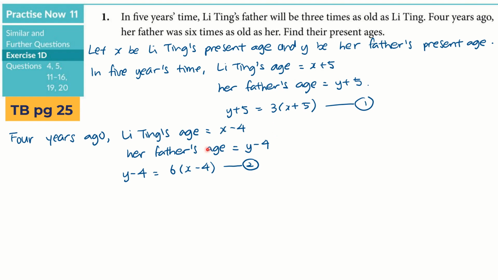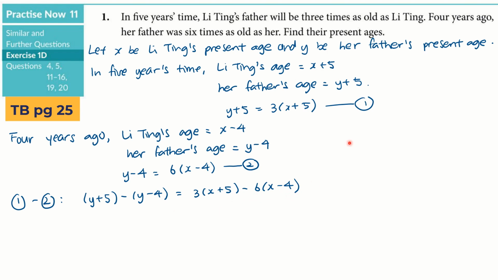So comparing our first and second equation, we see that we can do elimination over here since there is one Y here and one Y over here. Okay, we don't have Y's elsewhere in the equation. So I will take equation 1 minus away equation 2 in order to eliminate away the variable Y. So I will have Y plus 5 minus away Y minus 4 equals to 3 times X plus 5 minus 6 times X minus 4.